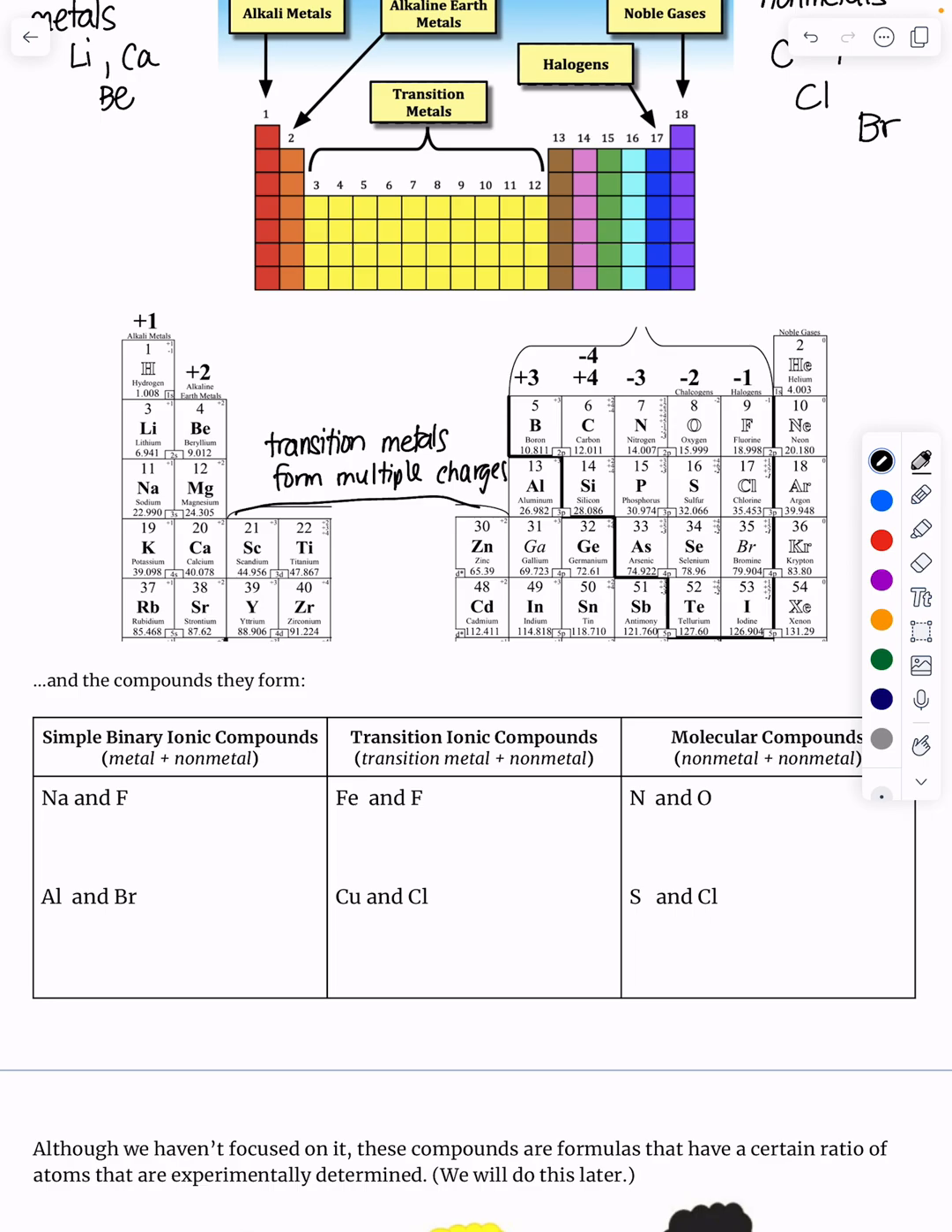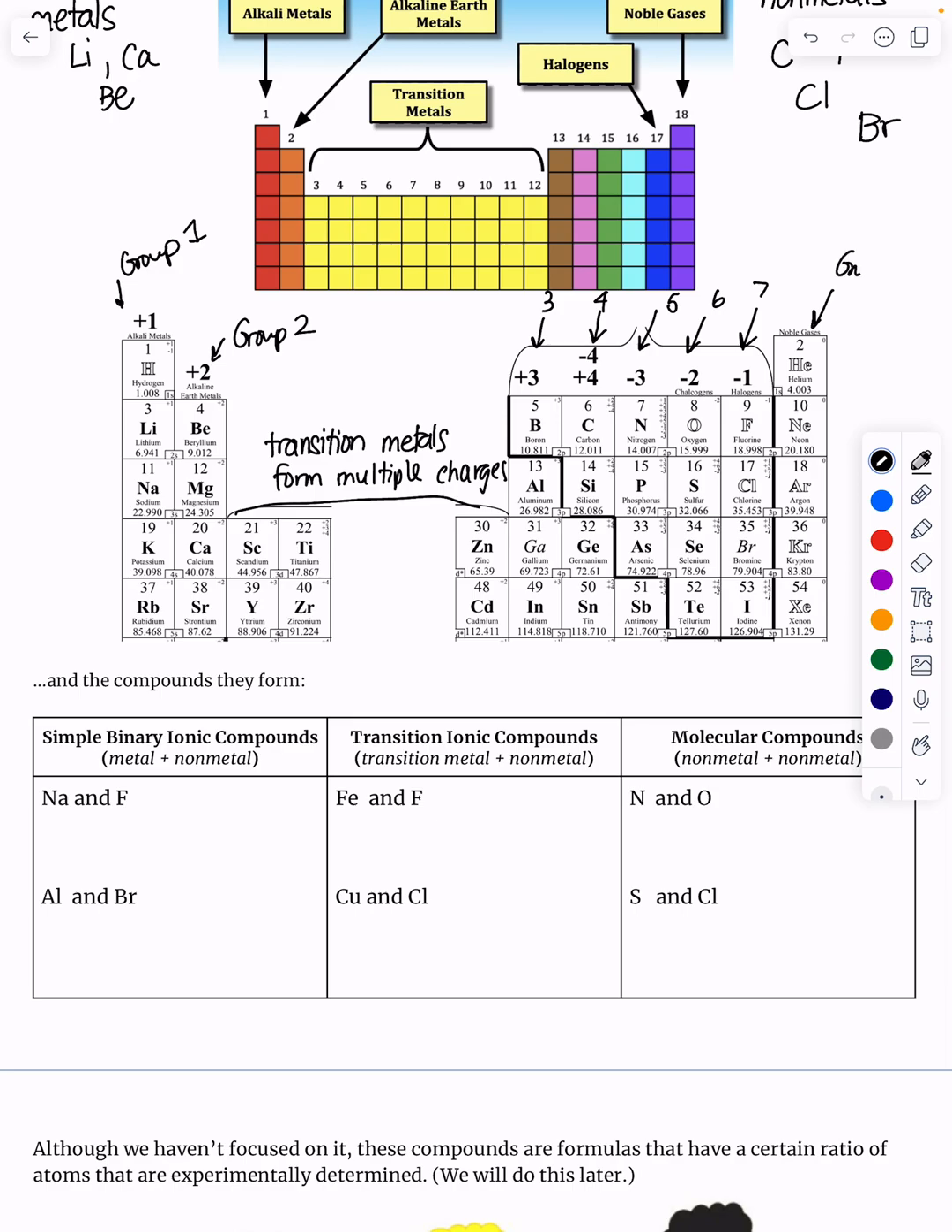And then elements in group 1 right here, like hydrogen, lithium, sodium, they form +1 charge. We've got group 2. They form a +2 charge, Be, Mg, Ca. Group 3 is right here. They form a +3 charge. Group 4 we haven't talked too much about, but it could be +4 or -4. Then we get to group 5, and those elements form a charge of -3. Group 6 form a charge of -2. Group 7 form a charge of -1.